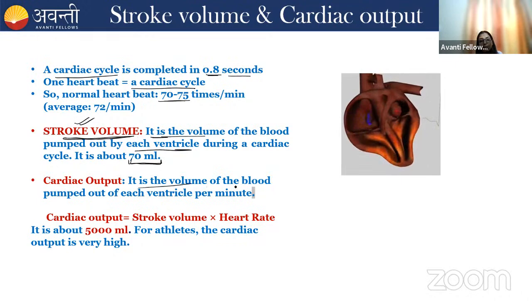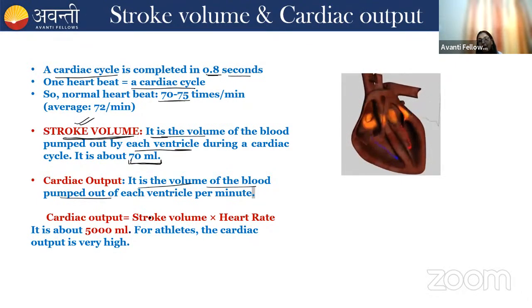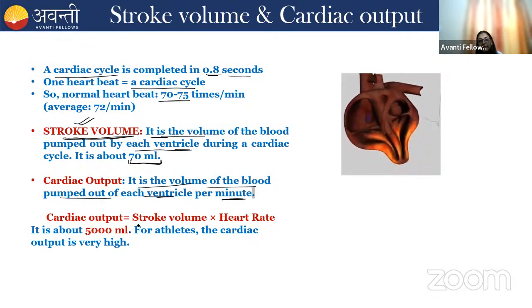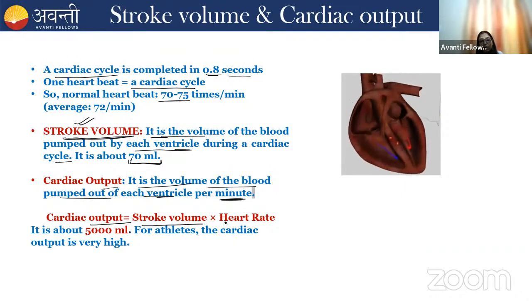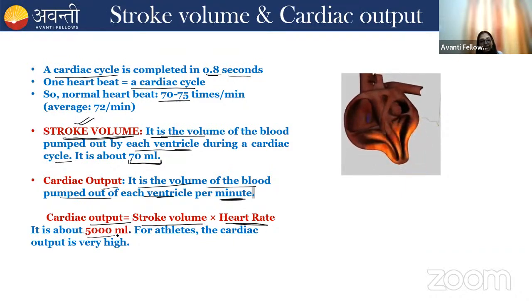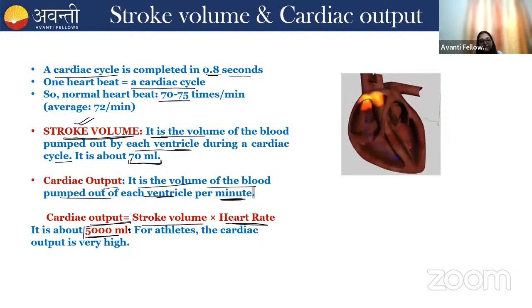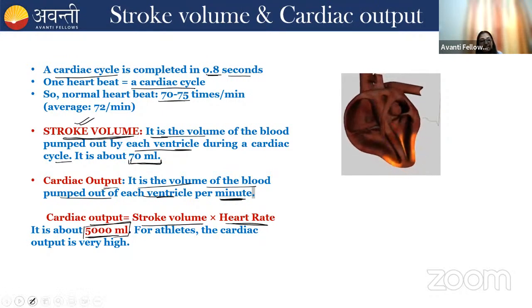Cardiac output is the volume of the blood which is pumped out of each ventricle per minute. Remember, per minute is cardiac output, per cycle is stroke volume. And cardiac output is calculated as stroke volume into heart rate, which is 5,000 ml or 5 liters.